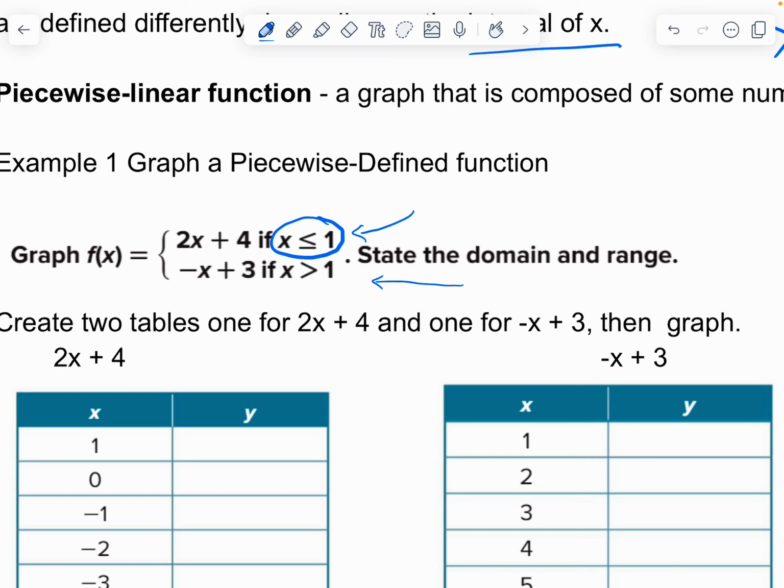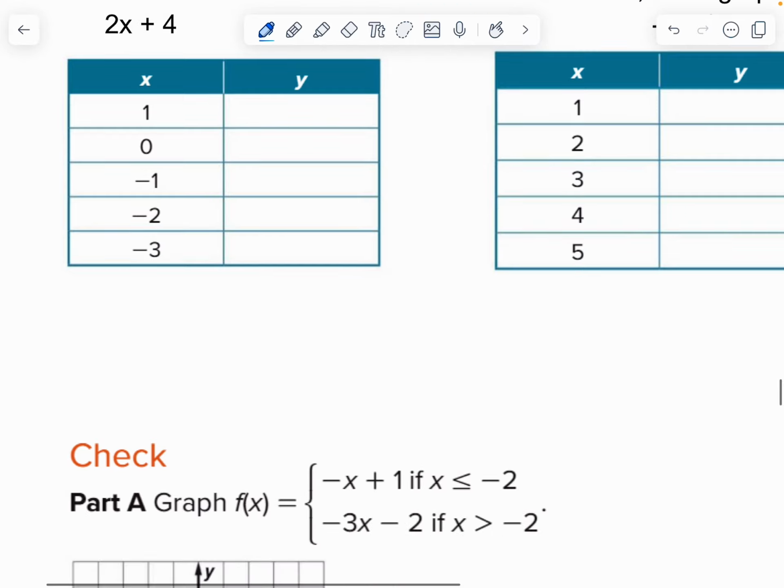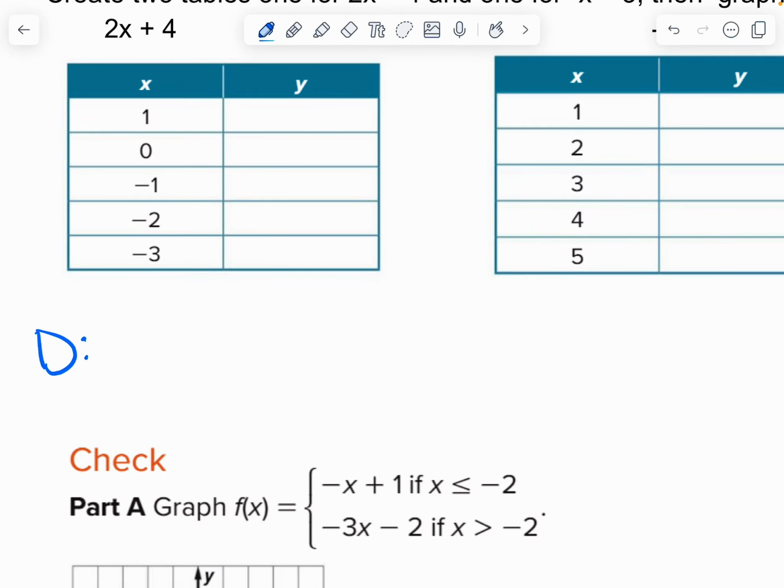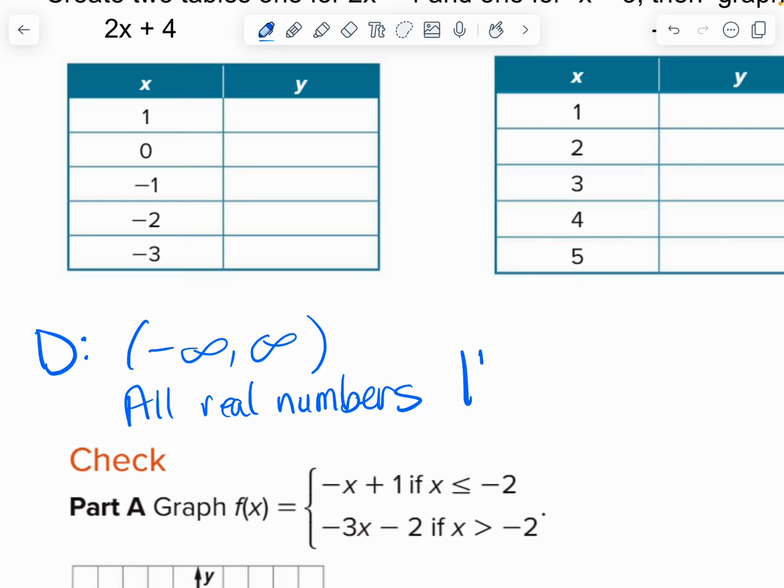Okay, so the domain for that one would be from negative infinity to 1. For this one, it would be from 1 to positive infinity. These are my domains for this part and this part. Now, the domain for the entire piecewise function would be all real numbers. So the domain for this whole thing is going to be from negative infinity to positive infinity. Yes, you can write it as all real numbers, and sometimes people write it like that.